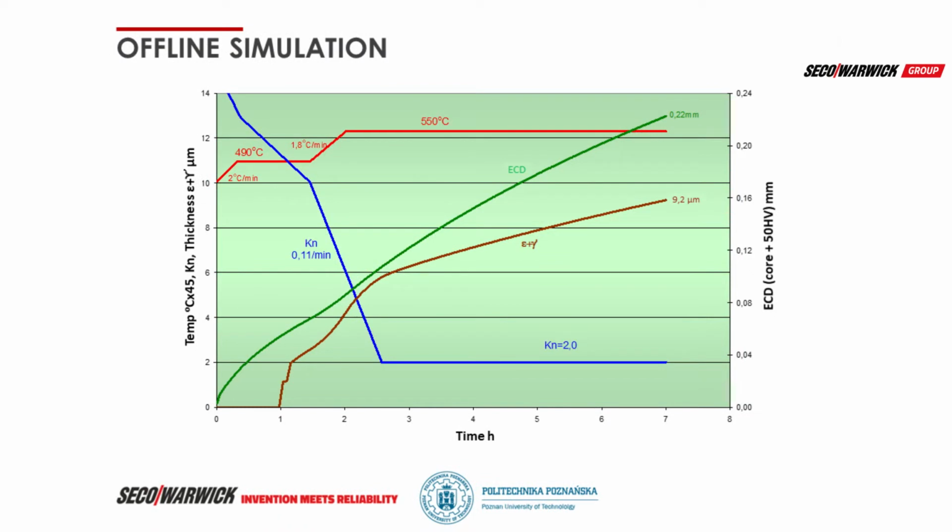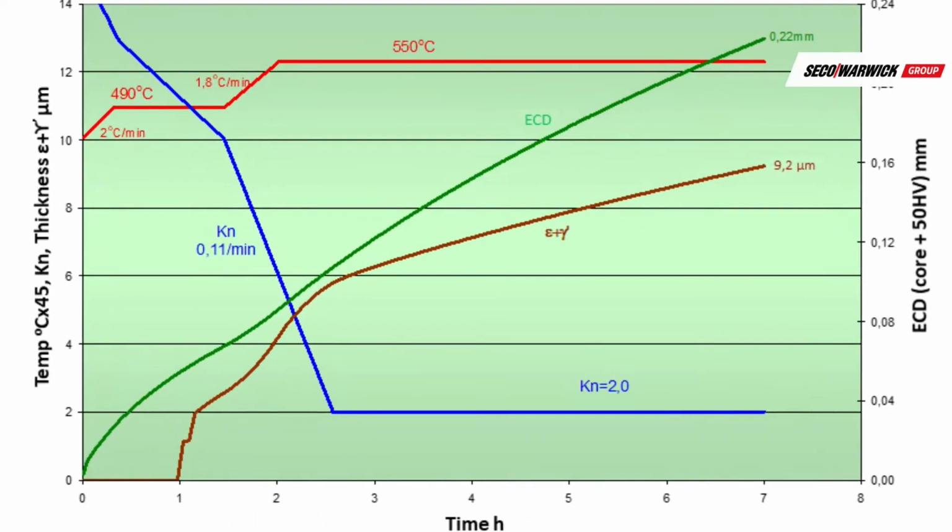This graph depicts a simulation of a process with arbitrarily set values of temperature, which for the first stage is 490 degrees Celsius and for the second stage 550 degrees Celsius. Heat up speed to the first stage temperature is 20 degrees Celsius per minute and to the second stage temperature 1.8 degrees Celsius per minute. Nitriding potential in the first stage equals 10 and in the second stage equals 2. The speed of reduction of nitriding potential from the first to the second stage value was set to 0.11 per minute.